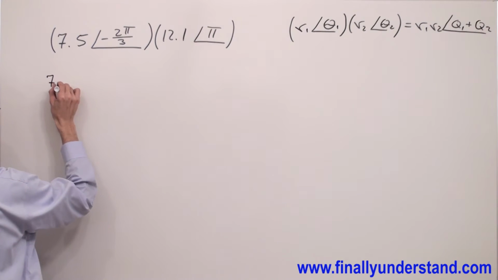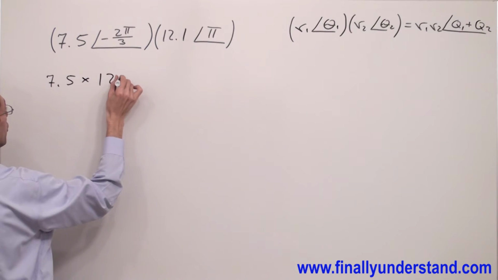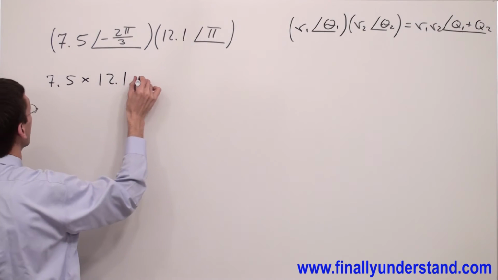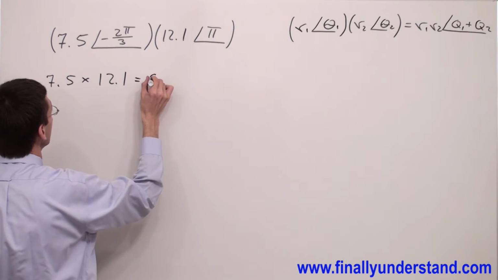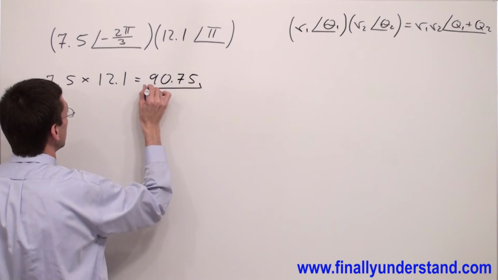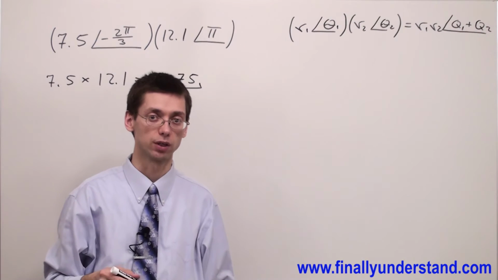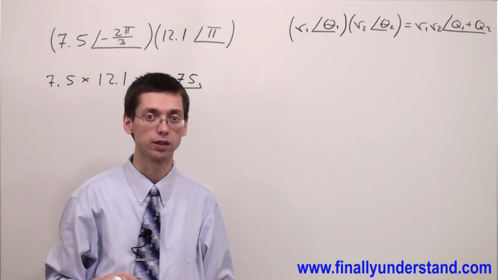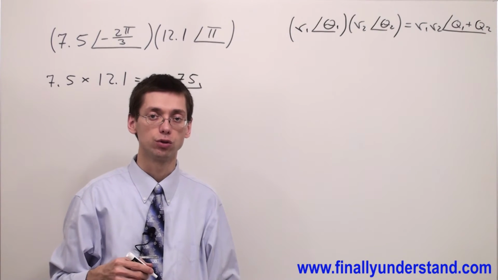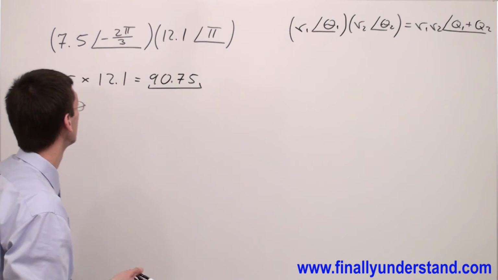So I have 7.5 times 12.1. This is equal to 90.75. Next, we're supposed to add angles. Of course, you can use the calculator, but sometimes the book is asking you to give the answer in terms of pi. So you have to know what to do.